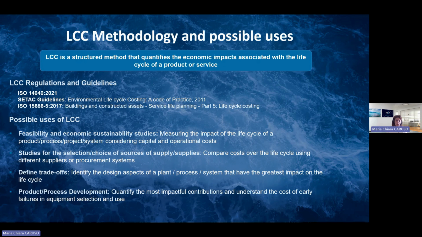It is used to define trade-offs in order to identify which are the aspects that have the greatest impact on the life cycle, and also for product and process development in order to quantify the most impactful contribution, to understand the cost of early failures in equipment selection and use. Let's say the framework of the LCC is the same as the LCA. So we define the goal and scope, we go through the life cycle inventory, then we assess the impacts, and then we provide interpretation.